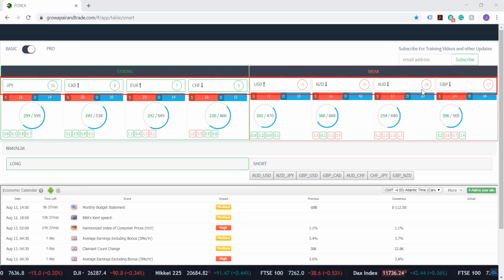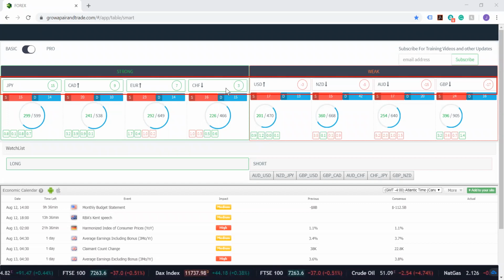Now, this teeter-totter thing we're talking about, if you want to understand the teeter-totter effect of currencies later on, you need to go watch the dollar video. Okay, so what does that mean? How do I use this?